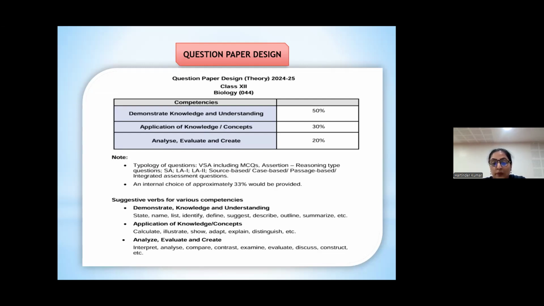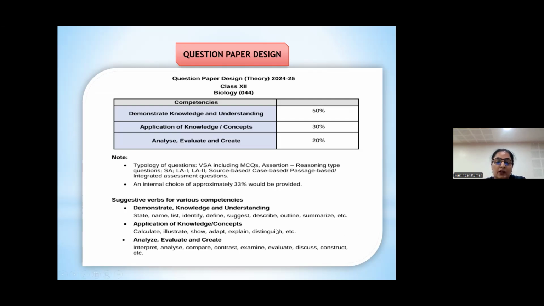Application, that is applying concepts, is for 30%. And the HOTS, that is analyze, evaluate and create, is for 20%, coming to a total of 100%. Next, the typology is given, that is very short answers, including MCQs. There are 12 MCQs, 4 assertion reasons, short answers of 2 marks, 3 marks, 2 case-based study questions of 4 marks each, and 3 questions of 5 marks each.